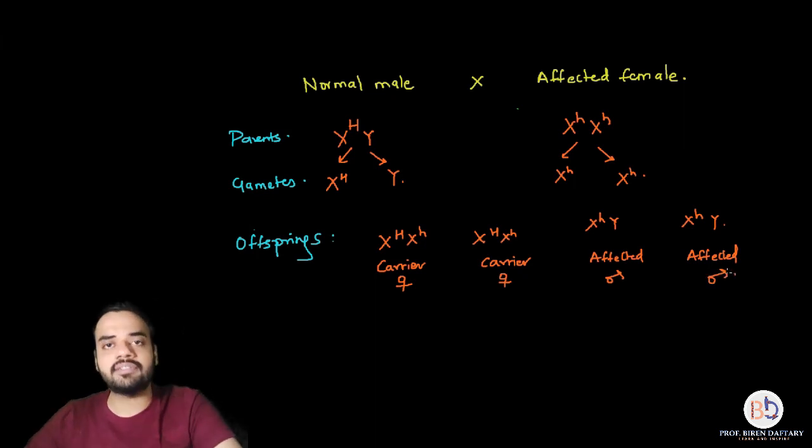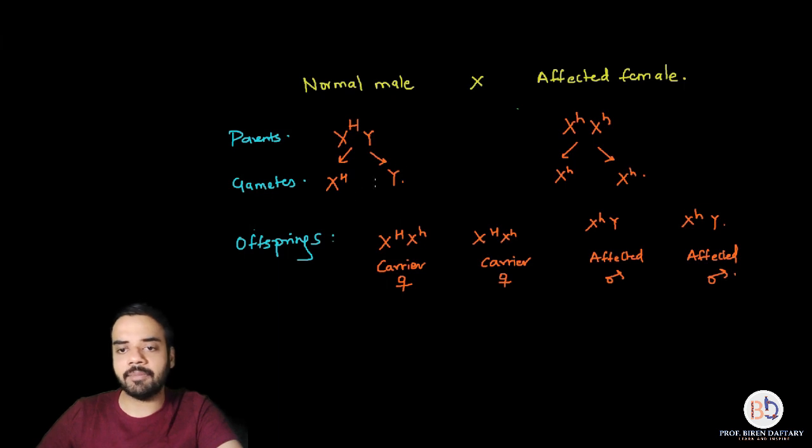So I hope you understand how we did this cross. It's very simple. We found out the gametes and then we just link each gamete from both the parents and we mix and match. So let us take the example. If we take this as the first gamete, then from the affected female, if we take this, then we get X capital H, X small h, which is the first one over here, right?